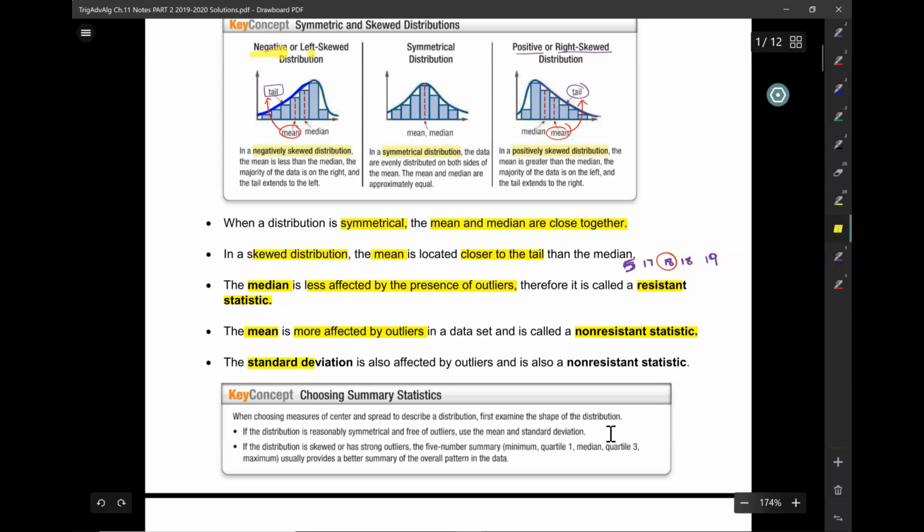What about standard deviation? Well, standard deviation talks about how spread out your data is. So again, think about it. If I have this 5 in there, my data is spread out from 5 all the way to 19, versus if that was a 15, is it as spread out? No, it's not. So because an outlier will affect the standard deviation, again, it is a non-resistant statistic.